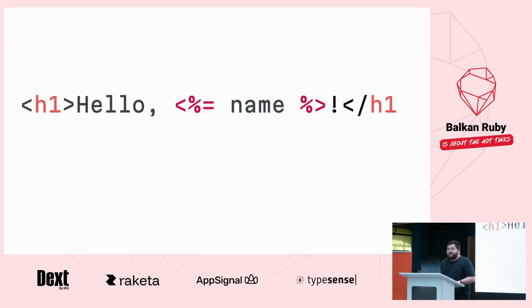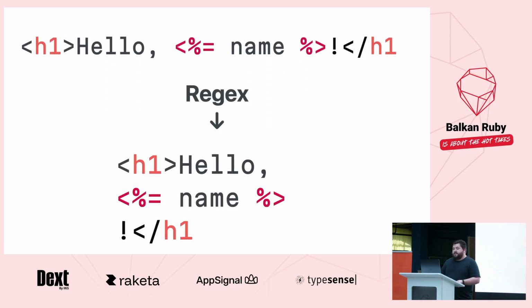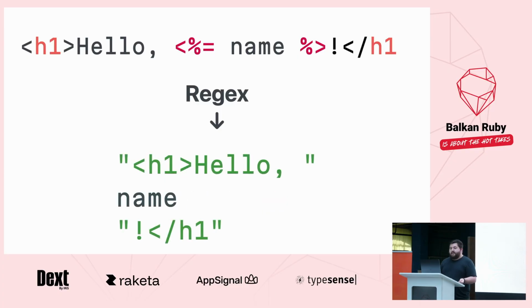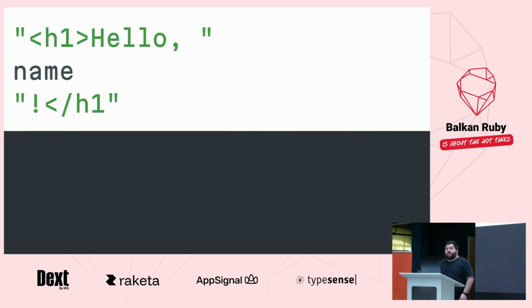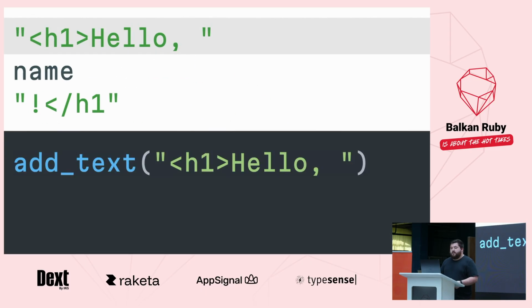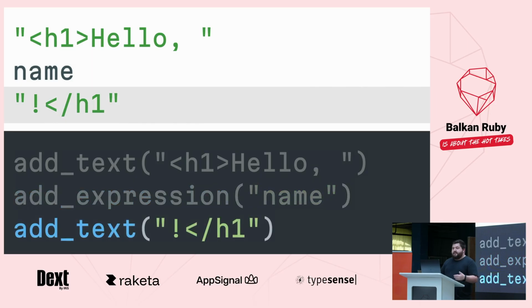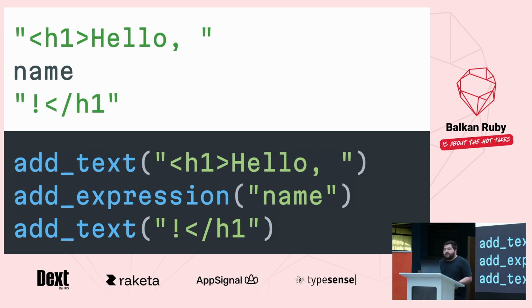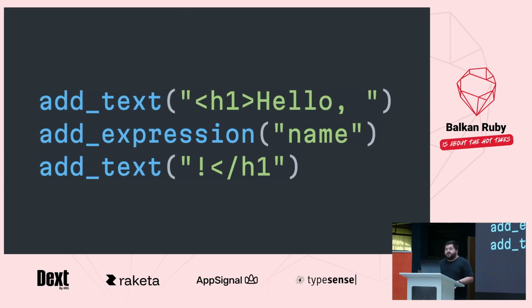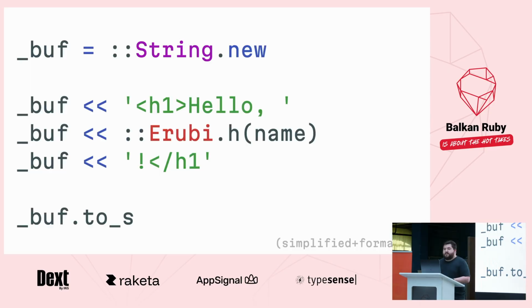ERB uses a regex to split up this template into multiple pieces, namely the static and the dynamic pieces. You can think of those as strings and dynamic content. And what we can do now is go over each of those elements and call add text or add expression to handle these individual parts of our templates. And if we do this, we get this sequence of instructions, which then compiles to a Ruby string, which looks a bit like this.